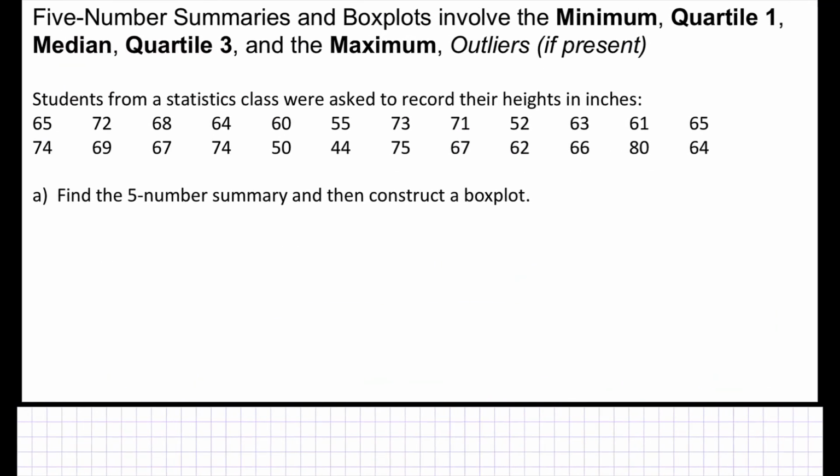Yes, we could do all of that on the calculator. Okay, so let's put them in order. 44, 52, 55. There's a 50 in there. Missed the 50. 52, 55. Any other 50s? No. 60?